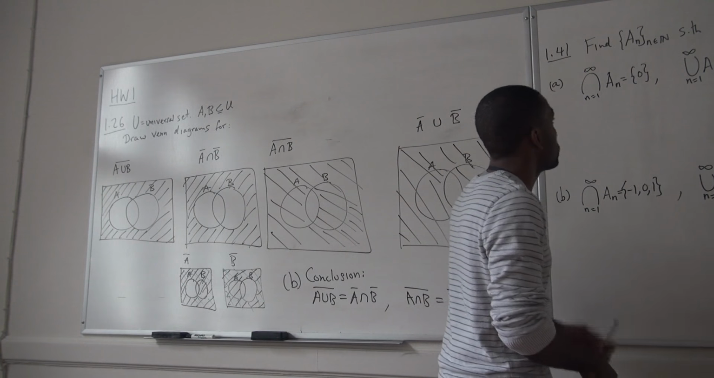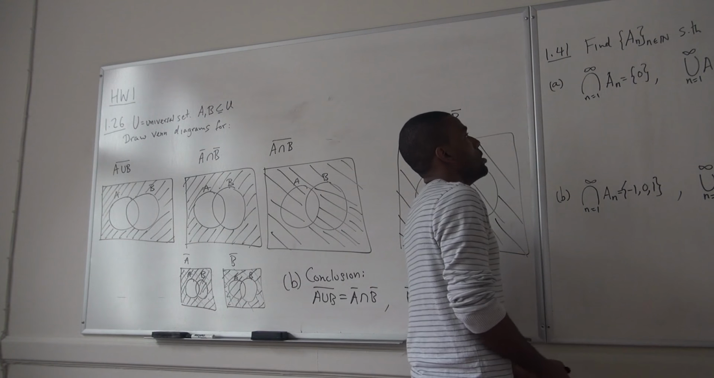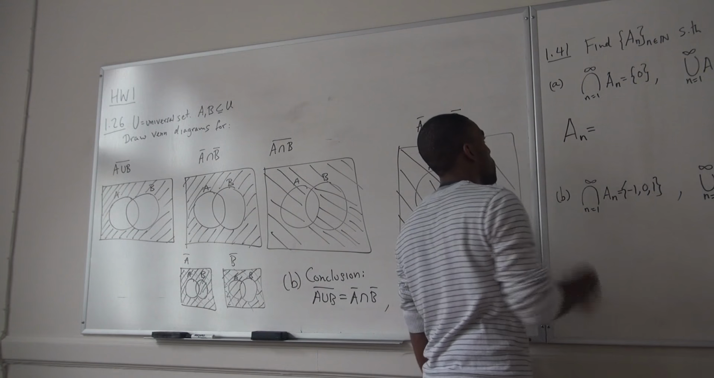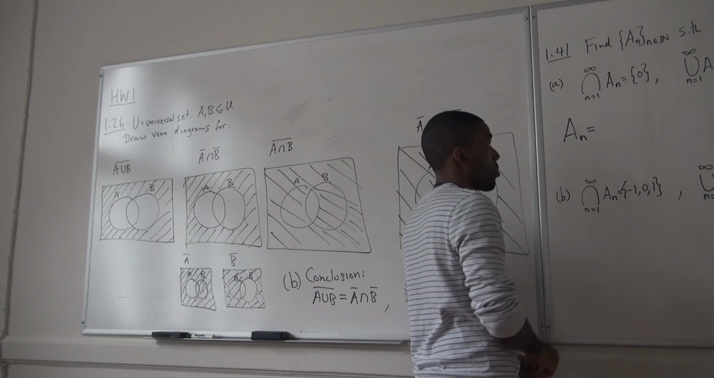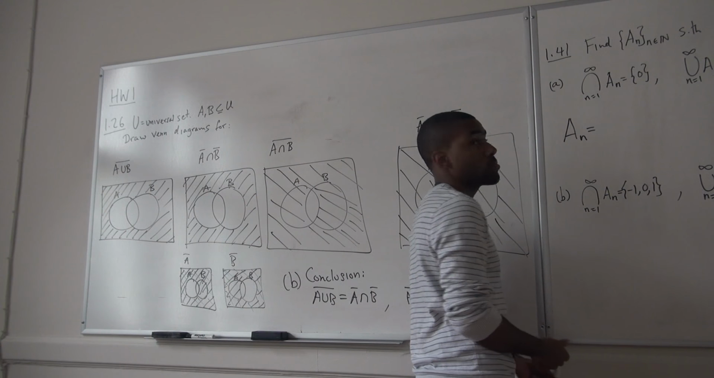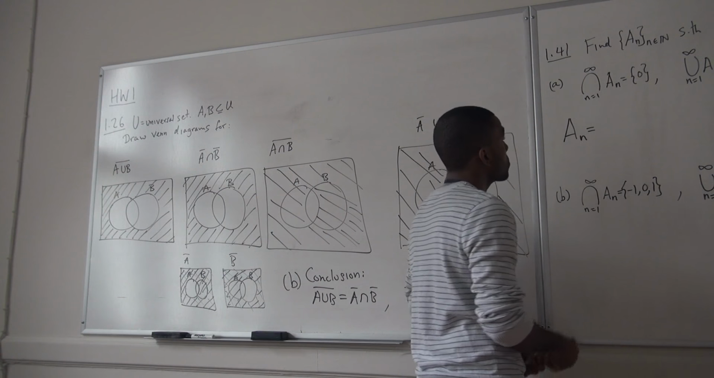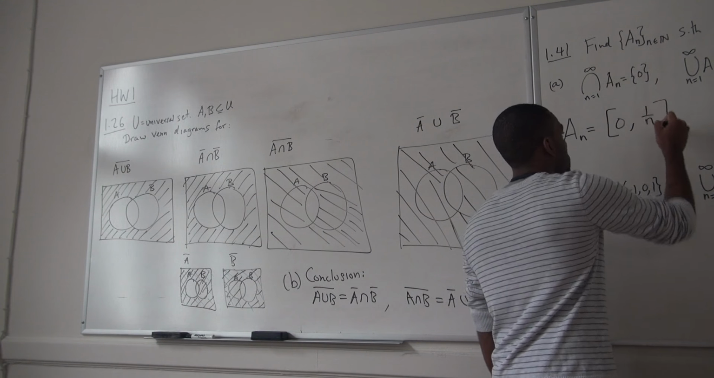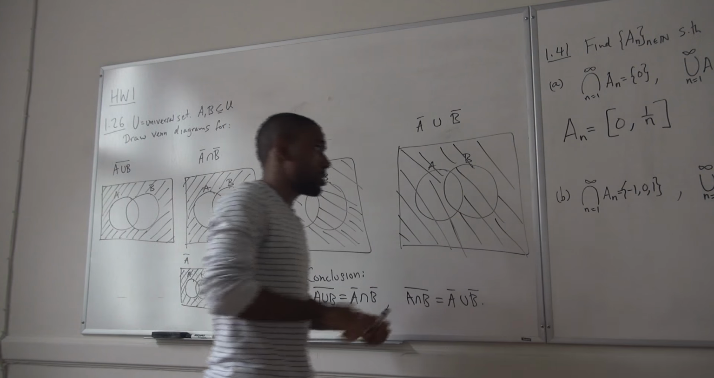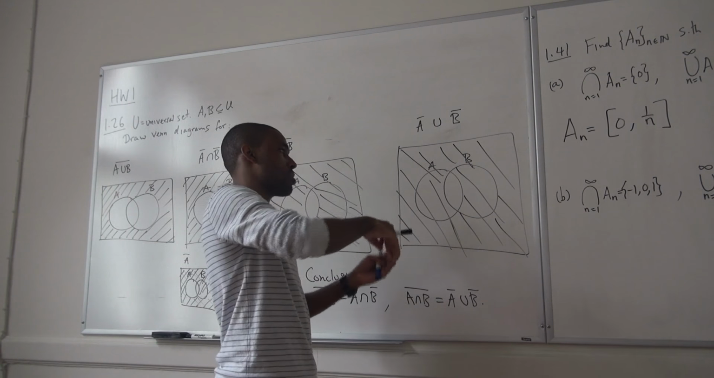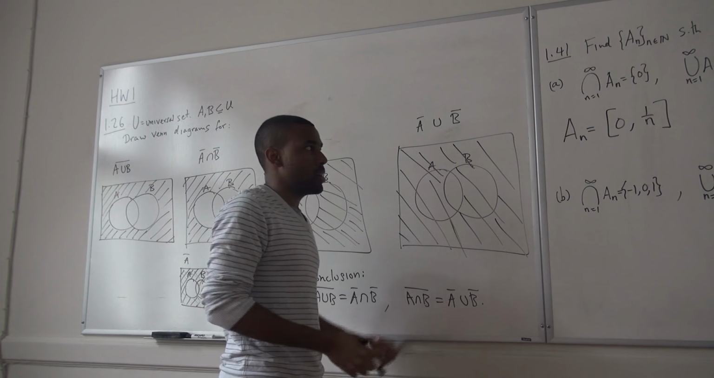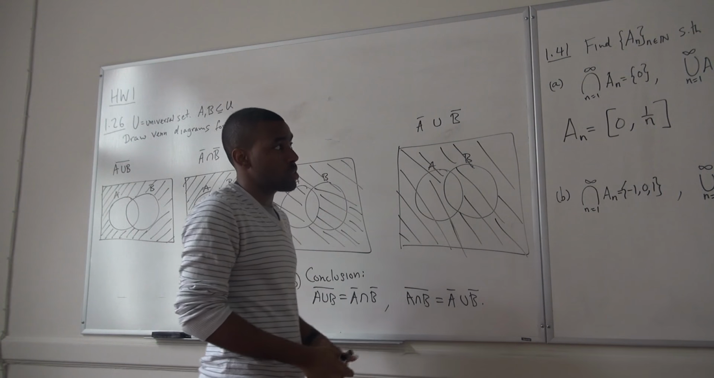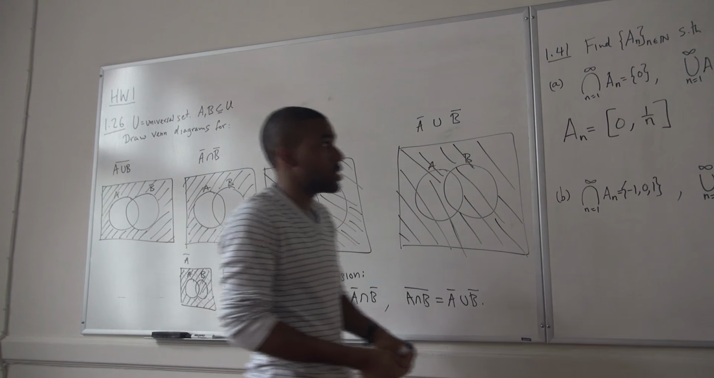Moving on to problem 41. Does anyone have an example? The intersection of the intervals from 0 to 1 over n. That works. There was a similar example in the textbook, where it went from minus 1 over n to 1 over n, and you see that those closed in from minus 1 and 1 all the way down to 0. So you sort of use the same principle here.